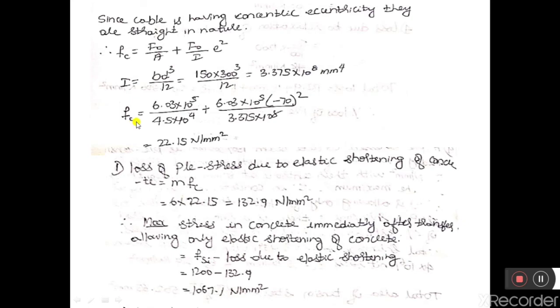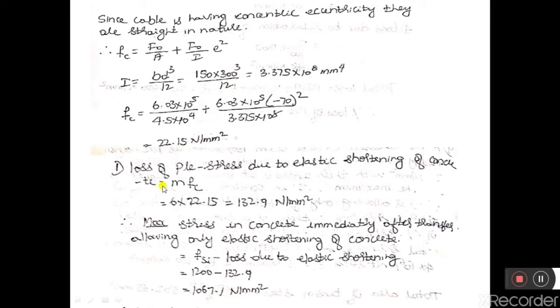That gives us Fc is equal to 6.03 into 10 to the power of 5 divided by 4.5 into 10 to the power of 4, plus 6.03 into 10 to the power of 5 into minus 70 square divided by I. I is 3.375 into 10 to the power of 8 mm to the power 4. Therefore, the compressive stress is equal to 22.15 Newton per mm square. So this is the compressive stress induced in the concrete with respect to the CG of the cable.